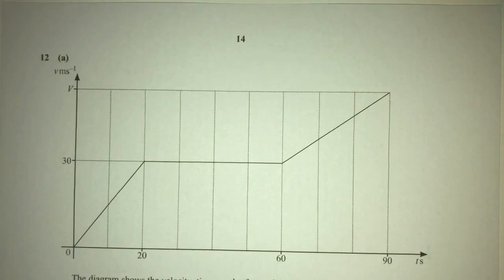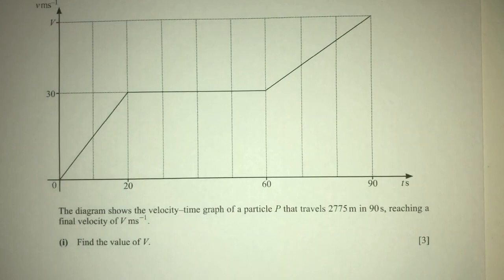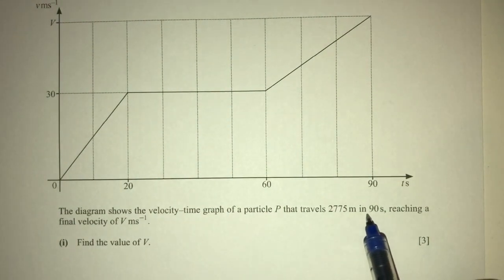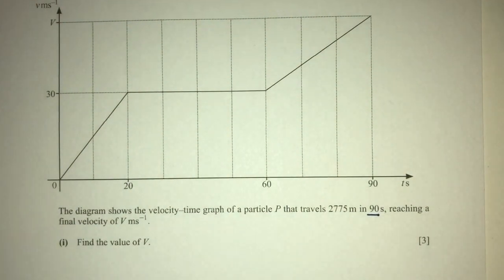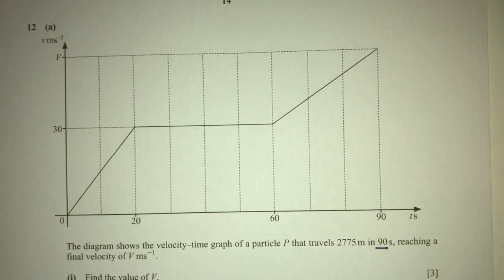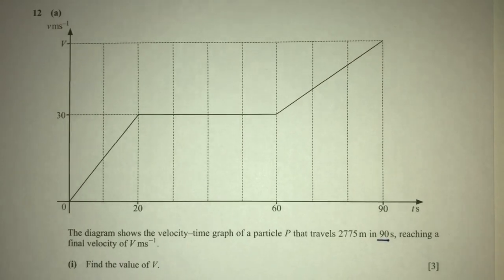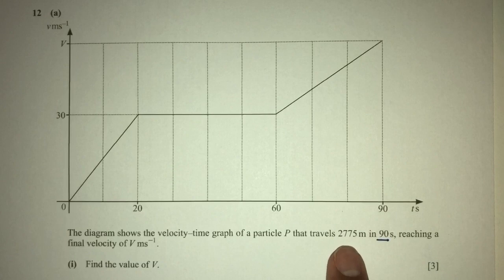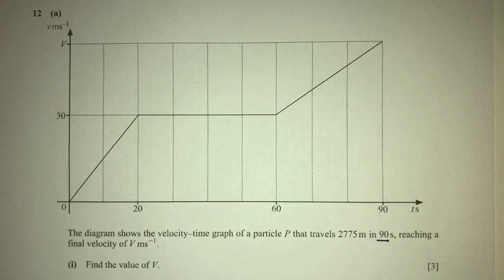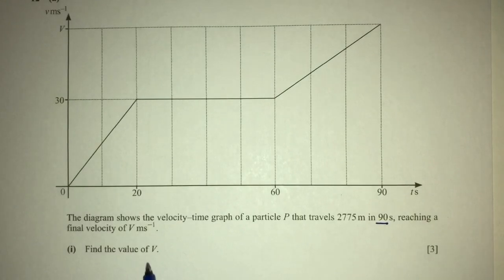Let's move on to question number 12. The diagram shows the velocity time graph of a particle P that travels 2775 in 90 seconds. So we know that this is a velocity time graph. Here we have velocity, here we have time. And we know that the particle travels this much in that time. So this is the distance traveled in 90 seconds, reaching V. So part 1, find the value of V.